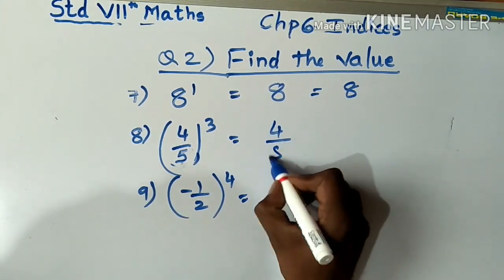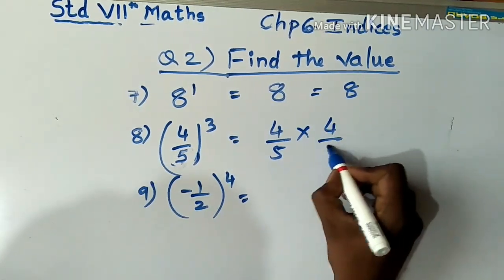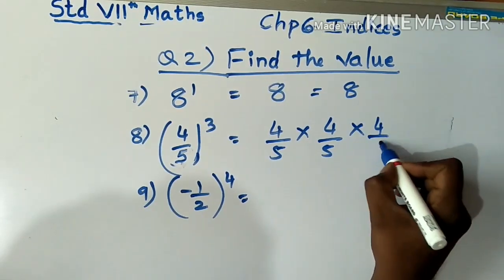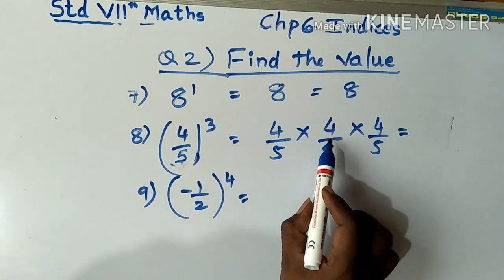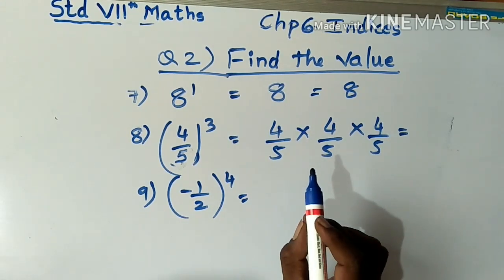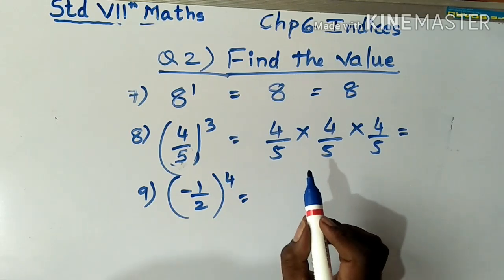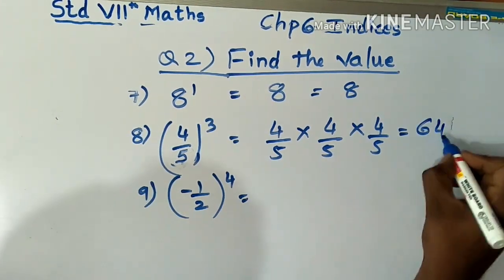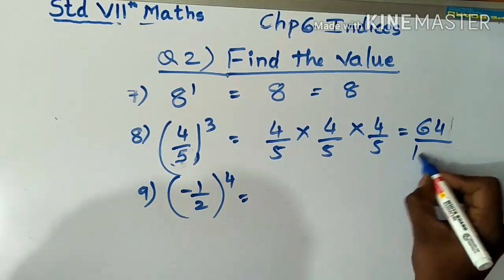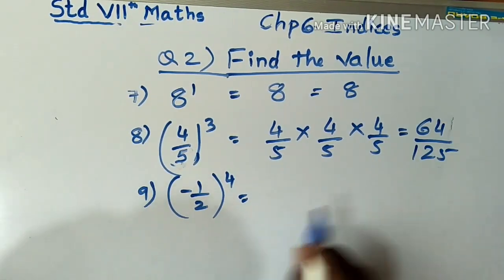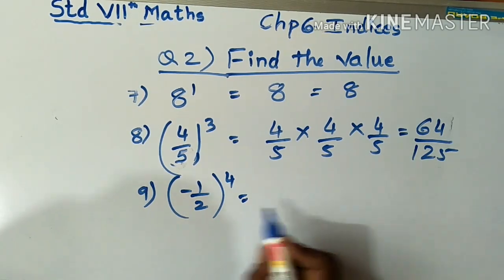Now 4 upon 5 raised to 3. This 4 upon 5 you multiply 3 times, 1, 2 and 3. Now tell me, 4 fours are 16. 16 into 4, can anyone tell me? 16 into 4, yes, 64. 5 fives are 25. 25 into 5, 125. So the answer is 64 upon 125.